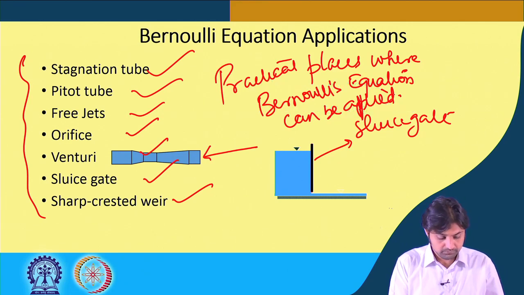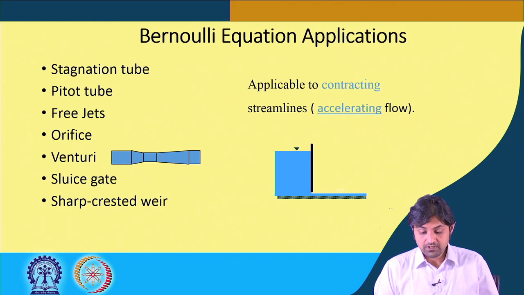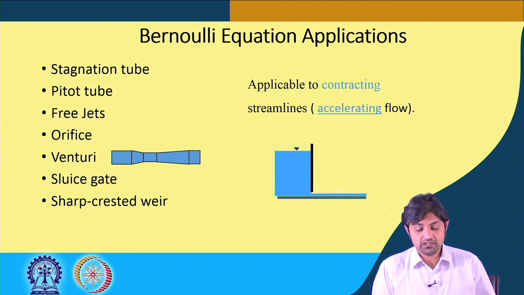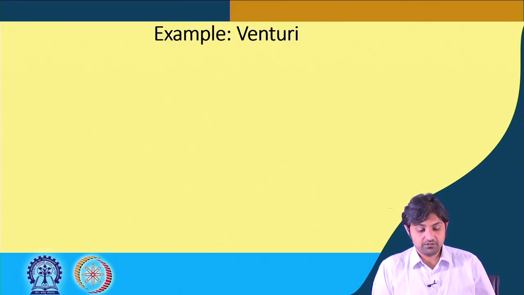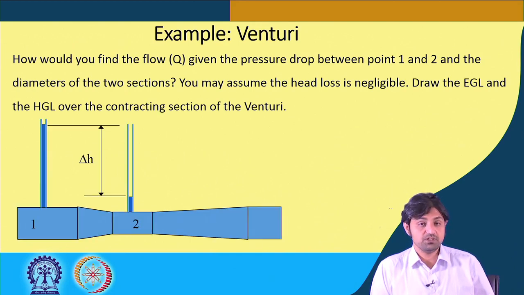So I'll take this one, and these are applicable to the contracting streamlines, accelerating flow. One of the examples, as I said, we had not seen was Venturi meter. How would you find the flow Q given the pressure drop between point 1 and 2 and the diameters of the two sections? You may assume the head loss is negligible. Draw the EGL and HGL over the contracting section of the Venturi meter.